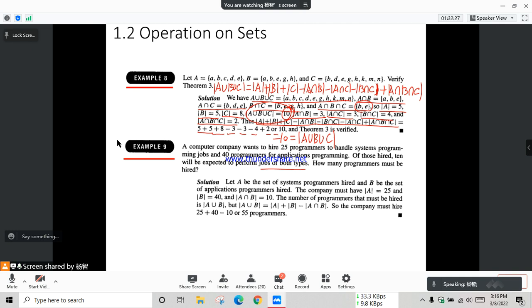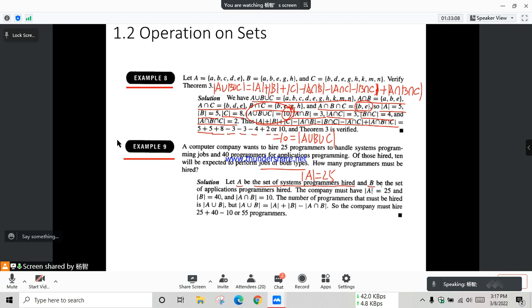Okay, but we can let A be a set of system program held. So how many programmers are there for the set A? Set A be the set of system program held. How many? Who can tell me? 25. So it means the cardinality of set A is 25.